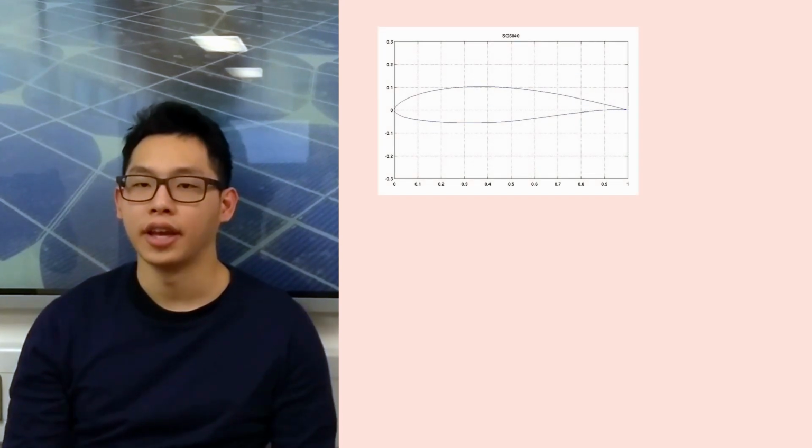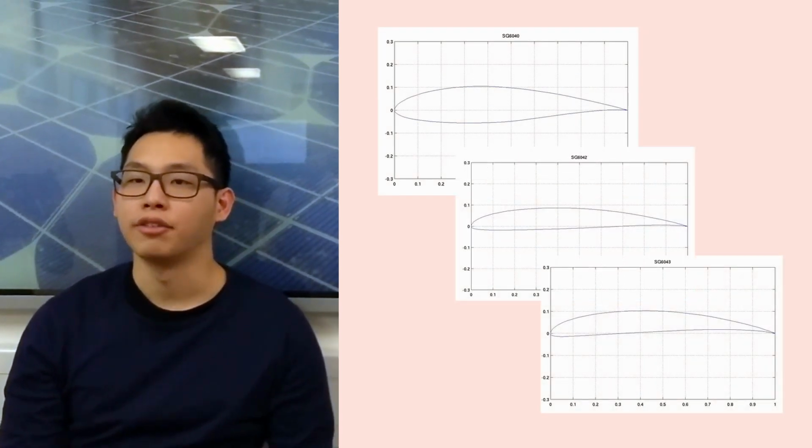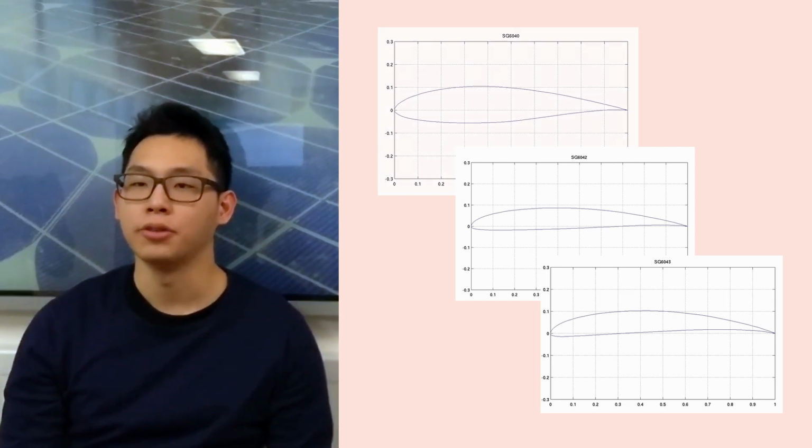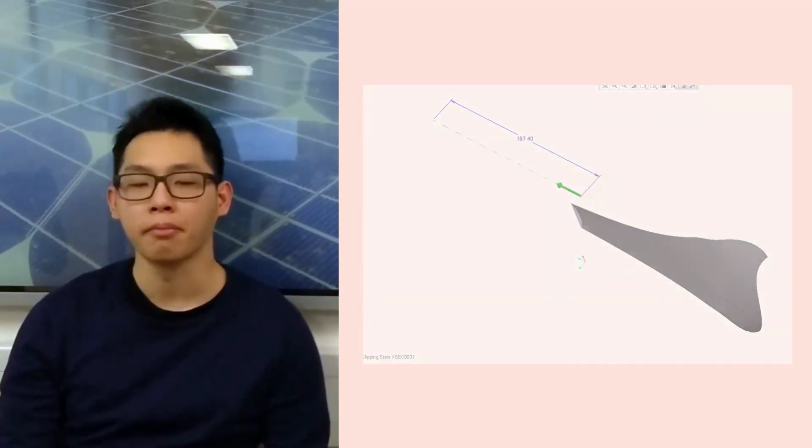Using existing research data on airfoils for small horizontal axis turbines, 3 types of airfoil were shortlisted based on the operating Reynolds number and lift-to-drag ratio. These were the SG6040, SG6042 and SG6043 airfoils. The airfoil profiles were obtained from the UIUC airfoil database and were used to recreate the airfoil in Korea. So now we need to determine which airfoil to use in our turbine blade.